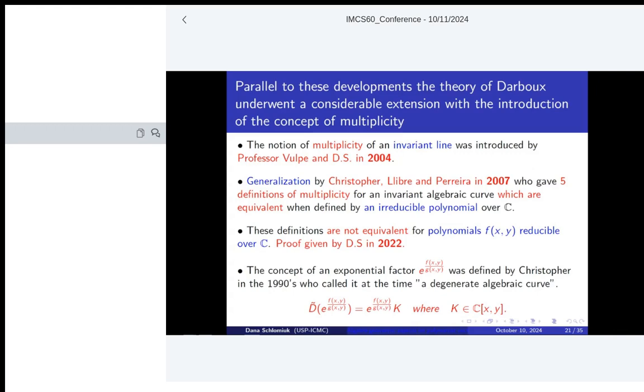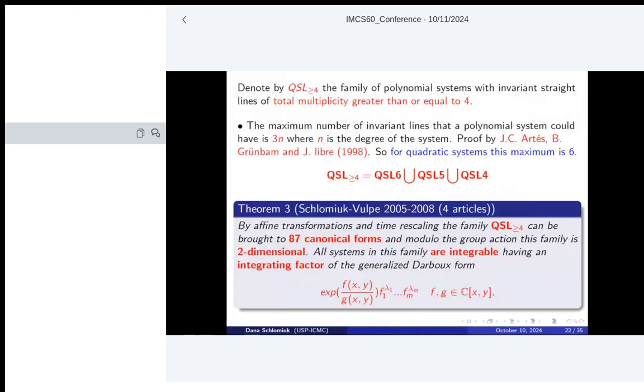So if we apply the vector field to such an exponential factor, then what we obtain factors through the exponential factor. Now let us denote by QSL greater than or equal to 4 the family of polynomial systems which have invariant straight lines of total multiplicity greater than or equal to 4. This family is formed by 3 distinct families, those which have total multiplicity of invariant lines equal to 4, then 5, and then 6, because 6 is the maximum number. The maximum number of invariant lines that a polynomial system could have is 3n, where n is the degree of the system. This result was proved by Artés, Grünbaum, and Llibre in 1997. So for quadratic systems, this maximum is 6.